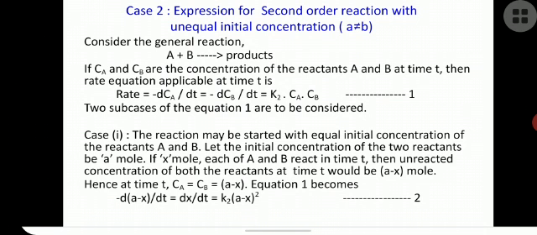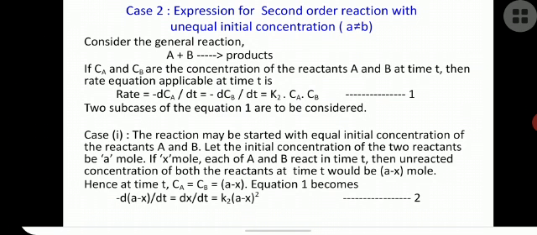Let the initial concentration of the two reactants be a mole. If x mole each of A and B react in time t, then the unreacted concentration of both the reactants at time t would be a minus x mole. Hence, at time t, Ca = Cb = a − x.